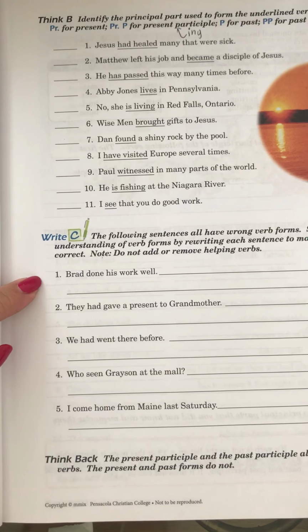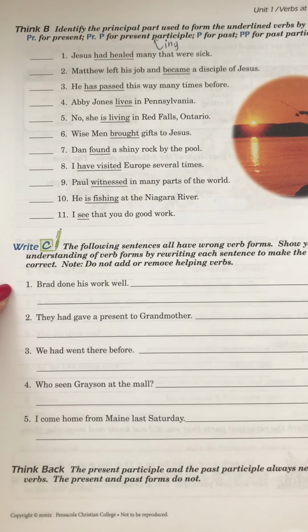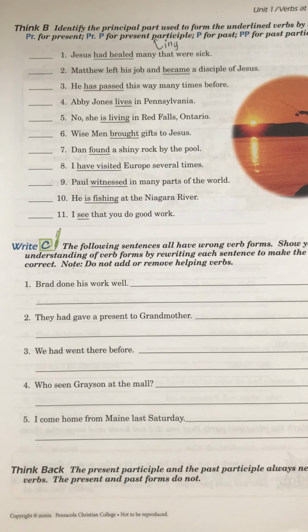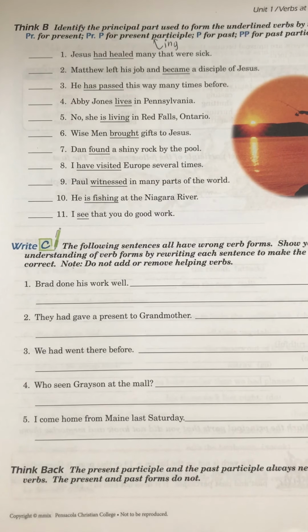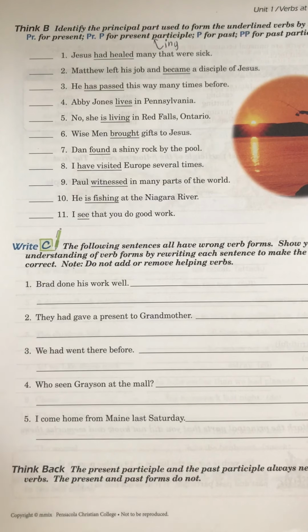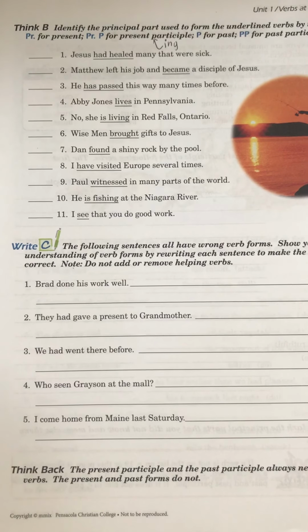When you're done with number 1 through 11, you're going down to Part C, where you're going to show that you understand the verb forms. The directions say the following sentences all have the wrong verb forms. Show your understanding of verb forms by rewriting each sentence to make the verb correct. Note: do not add or remove helping verbs. Read these sentences out loud, and you will notice that they don't make sense. Then rewrite them to make sense.